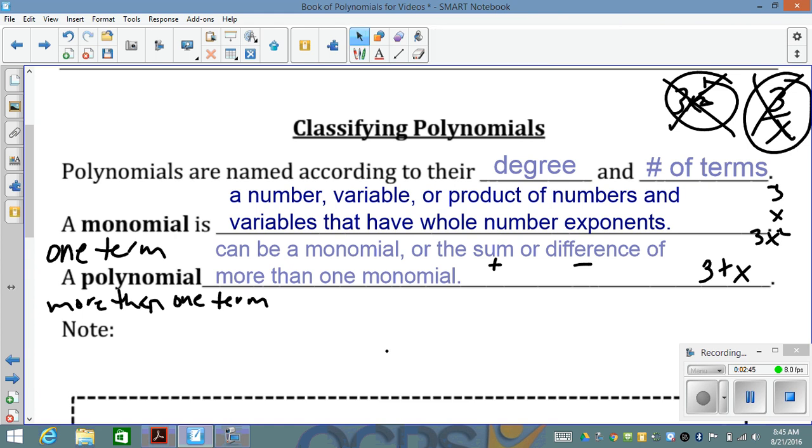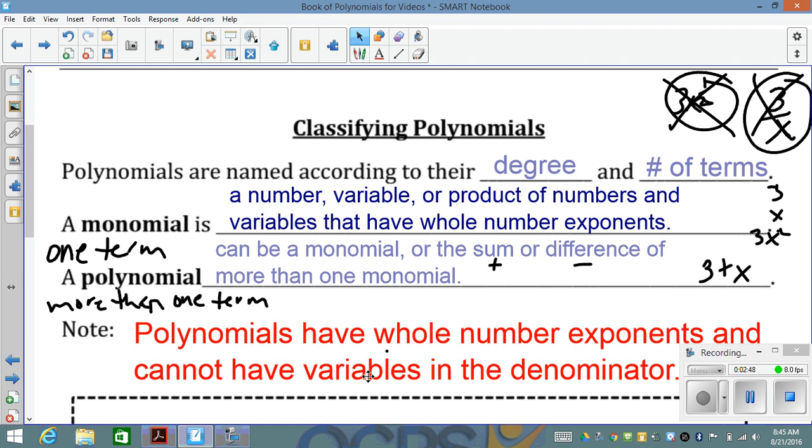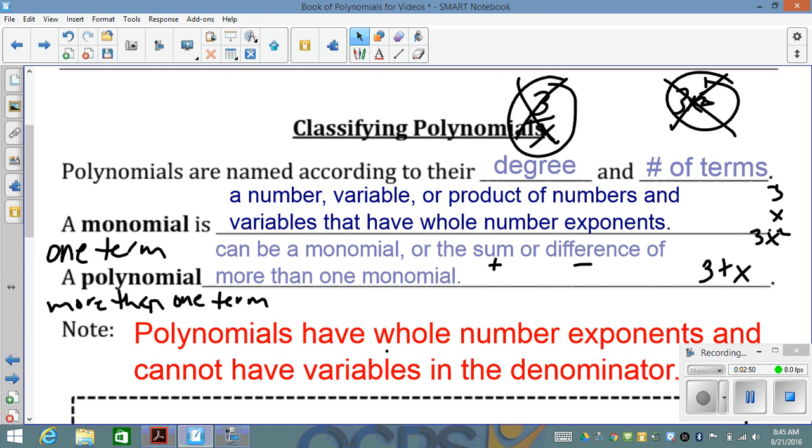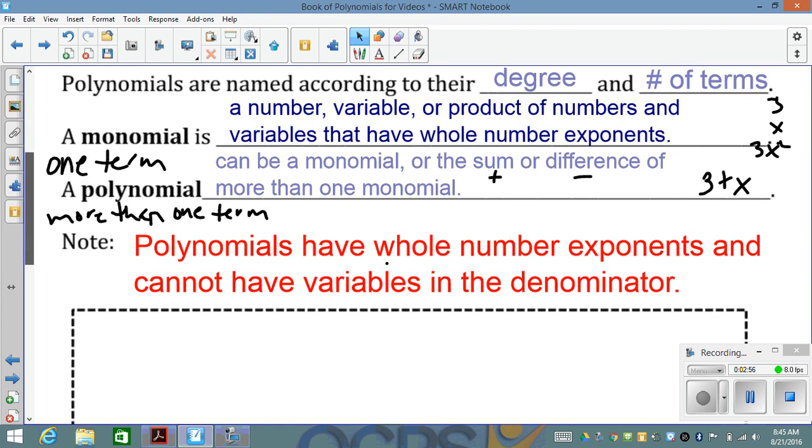Okay, so just an important note here, to reiterate the two non-examples I did at the top: polynomials have whole number exponents and cannot have variables in the denominator. So our whole number exponents are 0, 1, 2, 3, 4, 5, 6, 7, 8. So no fractions, no decimals, no negatives.